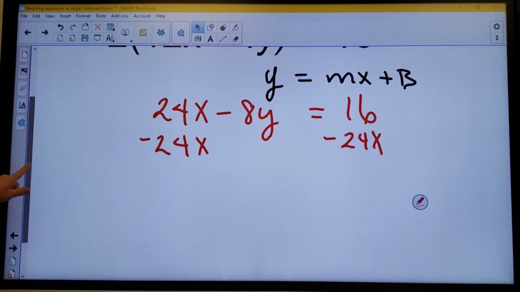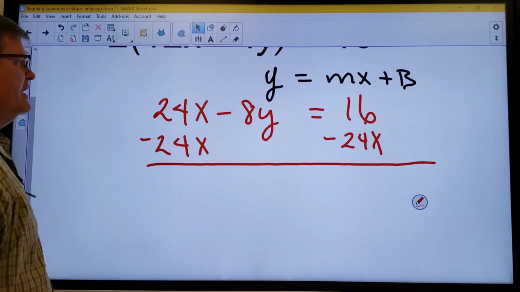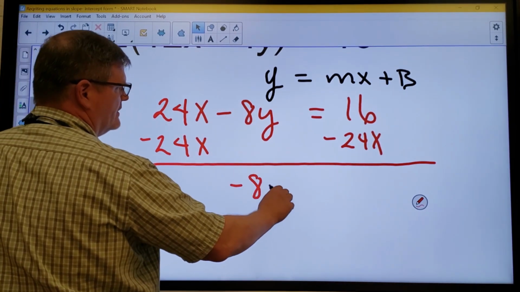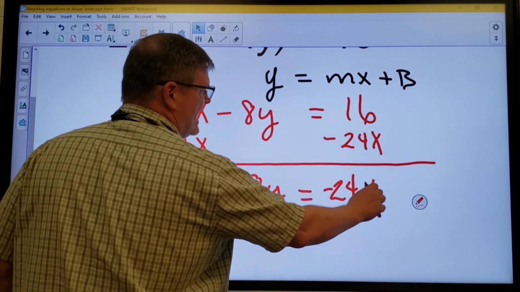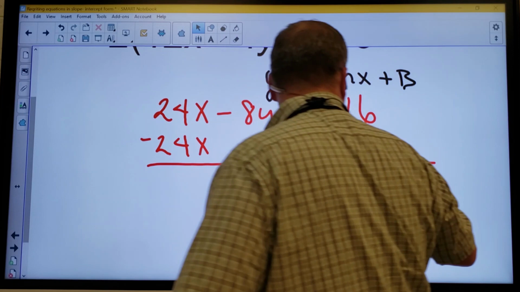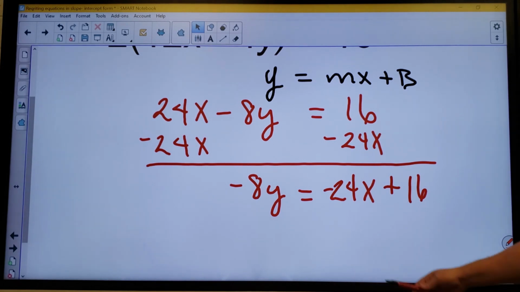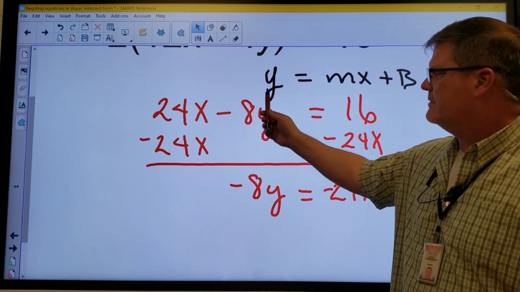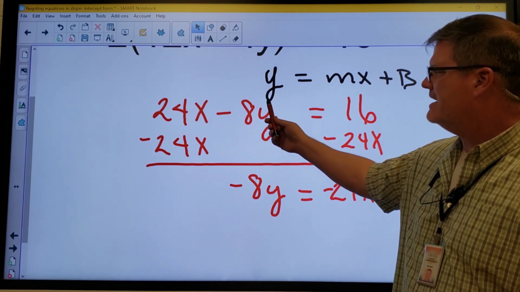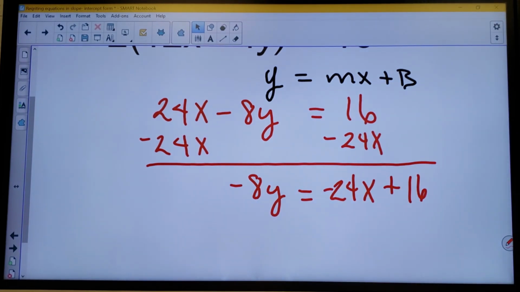Scroll down a little bit. What we'll be left with is negative 8y equals negative 24x plus 16. A spot that a lot of my students will make mistakes with is forgetting to drop this negative down. So we look at this, it's subtract 8y or minus 8y, but it's the same thing as a negative 8y. So we want to make sure to include that negative, super important.